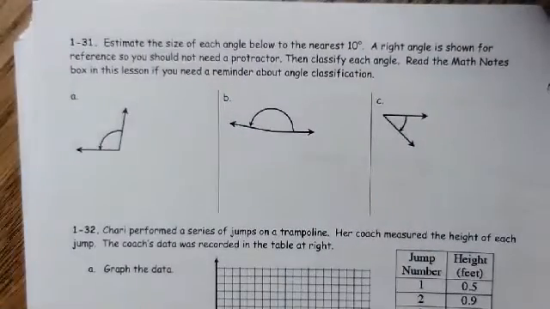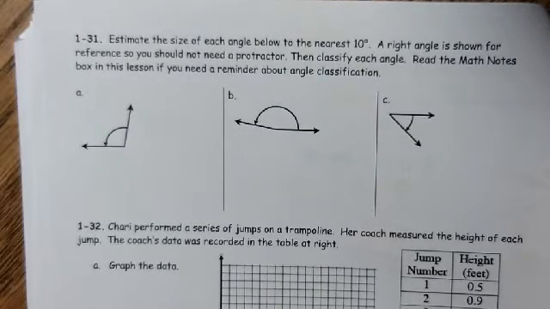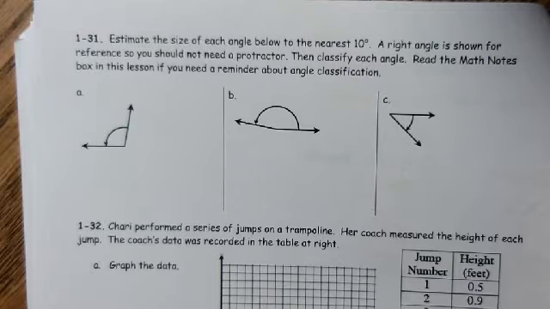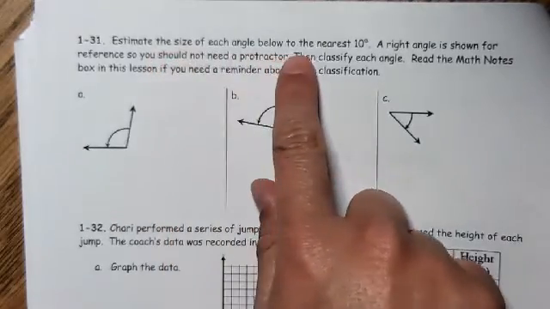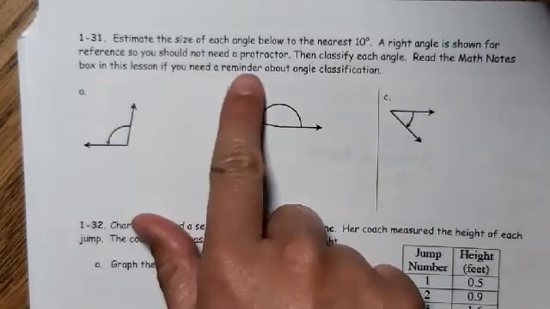Okay, now flipping over to number 31. Okay, I wrote in your directions that you needed to use the notes that say types of angles. That is a very common thing for Integrated 1 to do, is to give you a problem that you've not necessarily learned about, but there's notes in the packet. So you do need to utilize that packet so that you can do the problems. So it says, estimate the size of each angle below to the nearest 10 degrees. A right angle is shown for reference. So you need a protractor.